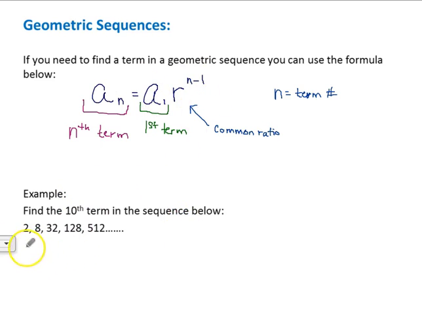The first thing we want to do is identify the common ratio. We know how to do that now. We can take any term and divide it by the previous term, and that's going to be our common ratio. So I'm going to take the second term and divide it by the first term: 8 divided by 2 gives me 4. So the common ratio, which is represented by r, is equal to 4.